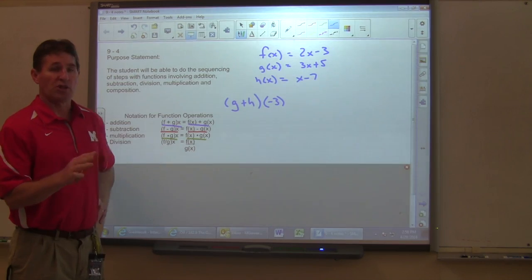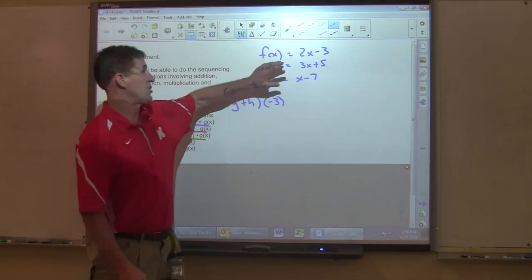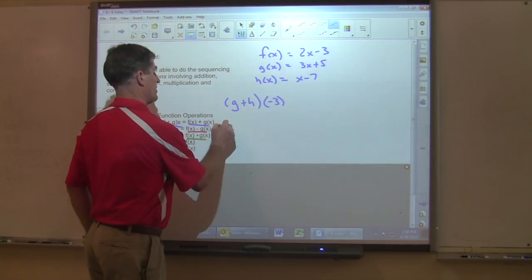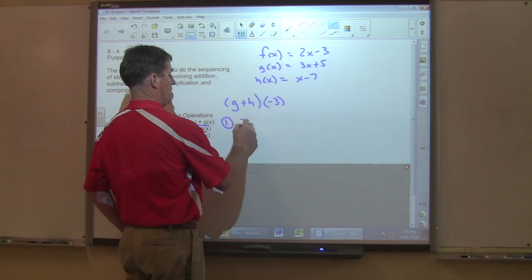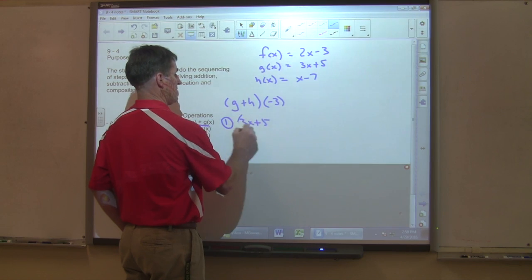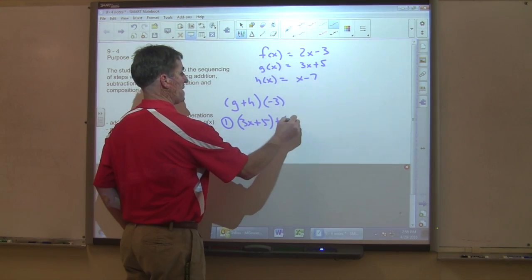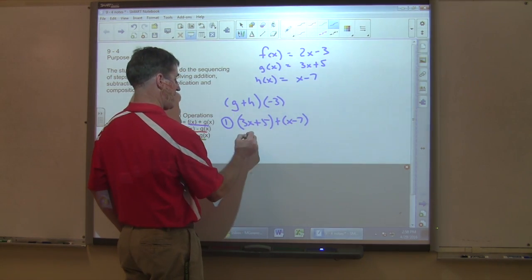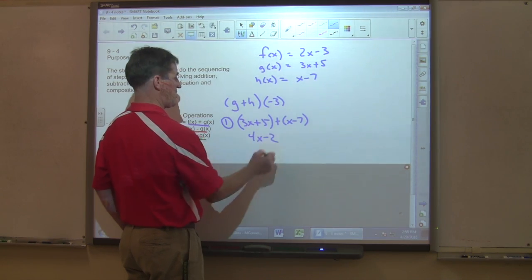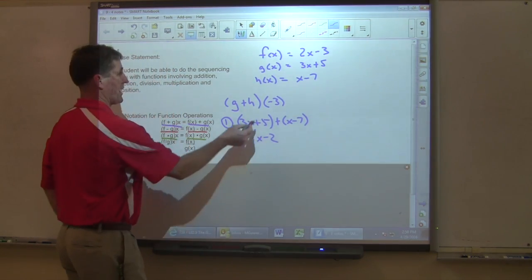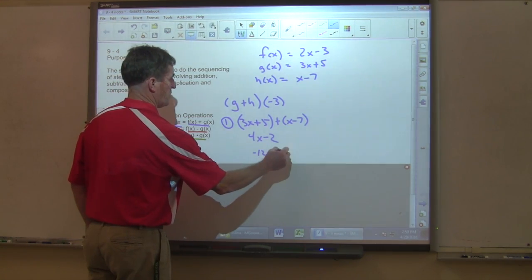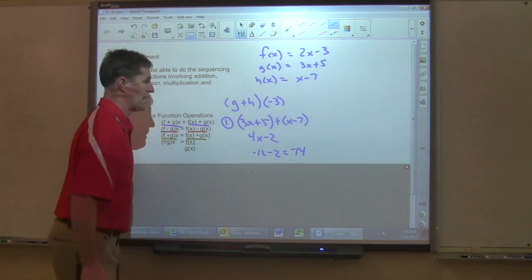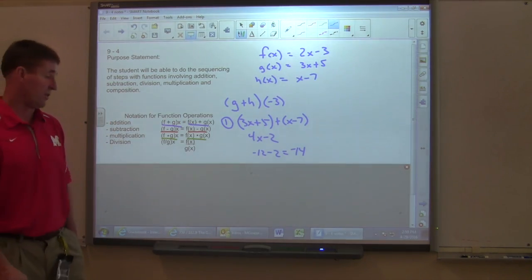You have your choice. You can do it one of two ways. You could add g and h together first. So we could go 3x plus 5 plus x minus 7 and get 4x minus 2. And then we could plug in negative 3. So that would be negative 12 minus 2, and we'd get negative 14. So that would be one way to do it.